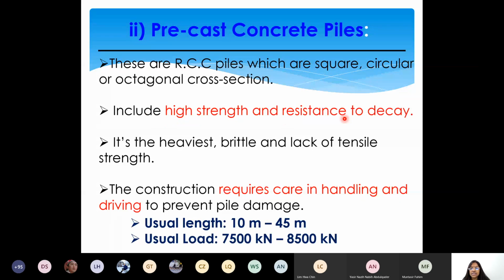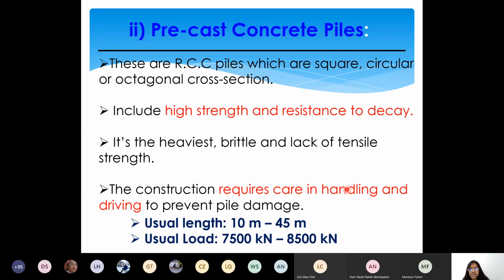Advantages include high strength and resistance to decay. Right. It's the heaviest, brittle, and lacks tensile strength. Just now one student asked what happened if it is brittle, right? So you go for precast. It is the heaviest. Go for the precast, which is heaviest, good in strength, right? Good tensile strength, all types of strength are achieved.